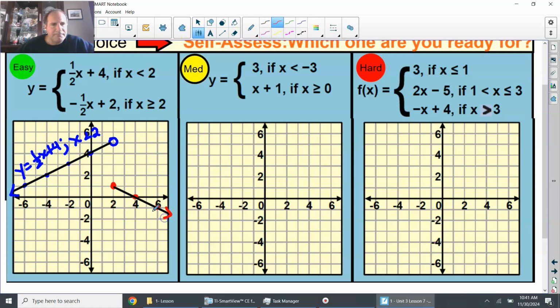Like that. And we're going to just label that y equals 1/2 x plus 2. And we're going to put that semicolon, and we're going to put this down here: x is greater than or equal to 2. And that's it. Medium section, y equals 3.